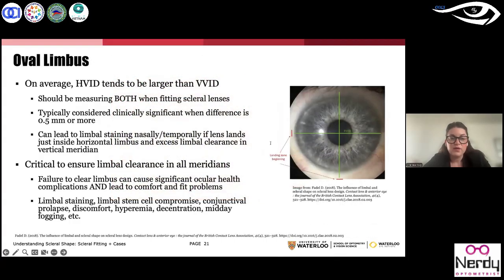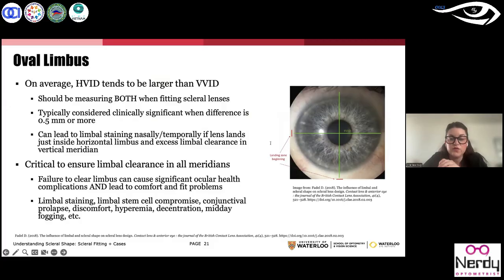Want to mention the limbal zone here. On average, HVID, the horizontal visible iris diameter, does tend to be larger than VVID, the vertical visible iris diameter. Not always, there are always exceptions to all of this, but when you're fitting sclerals I really recommend that you measure both of these. When the difference is about 0.5 millimeters or more, that's when it becomes clinically significant.